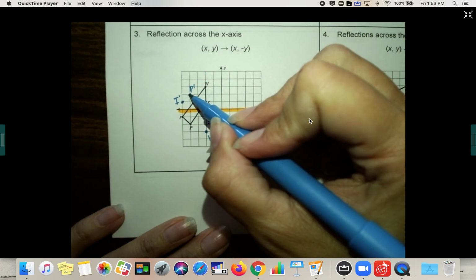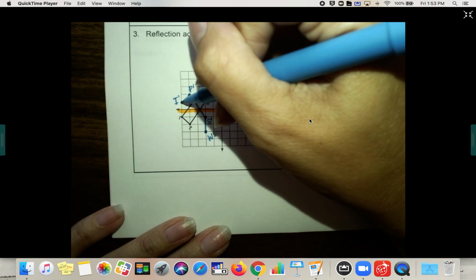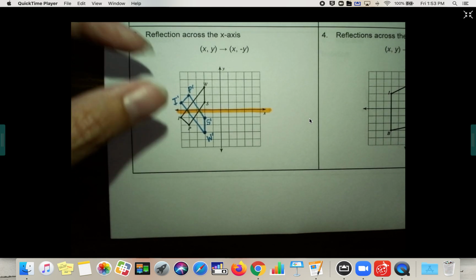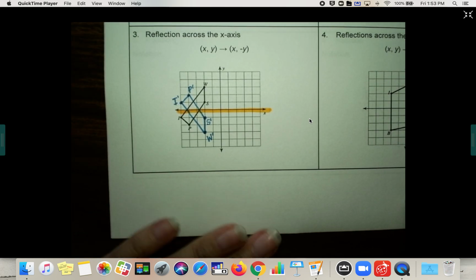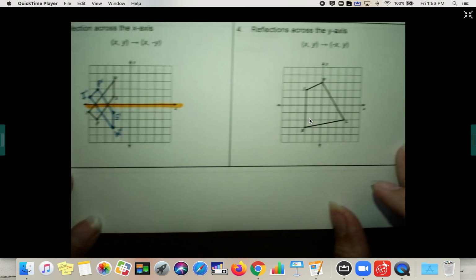All right, connect it. And it should look like we just picked it up and flipped it the other direction because it's a flip across the x-axis. All right, last one.